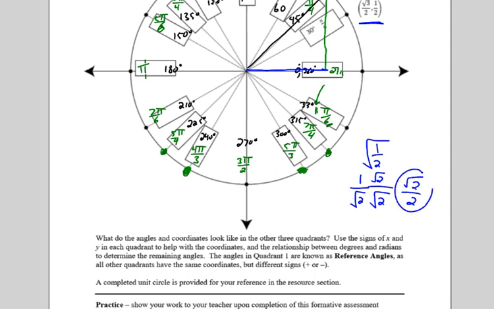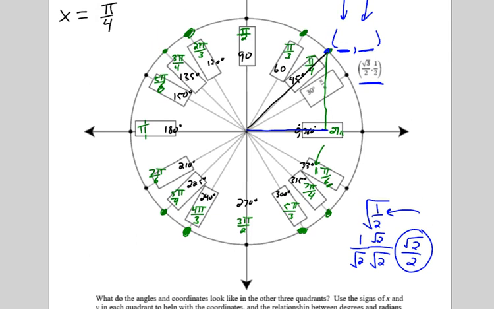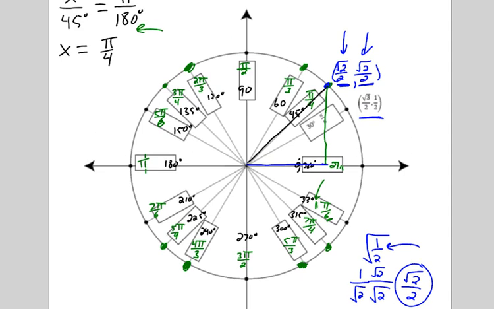This is the way that you would see it on the unit circle, and the way we'd write it instead of the other way. So we're just going to put both these points in as root 2 over 2, root 2 over 2, for the x and the y.